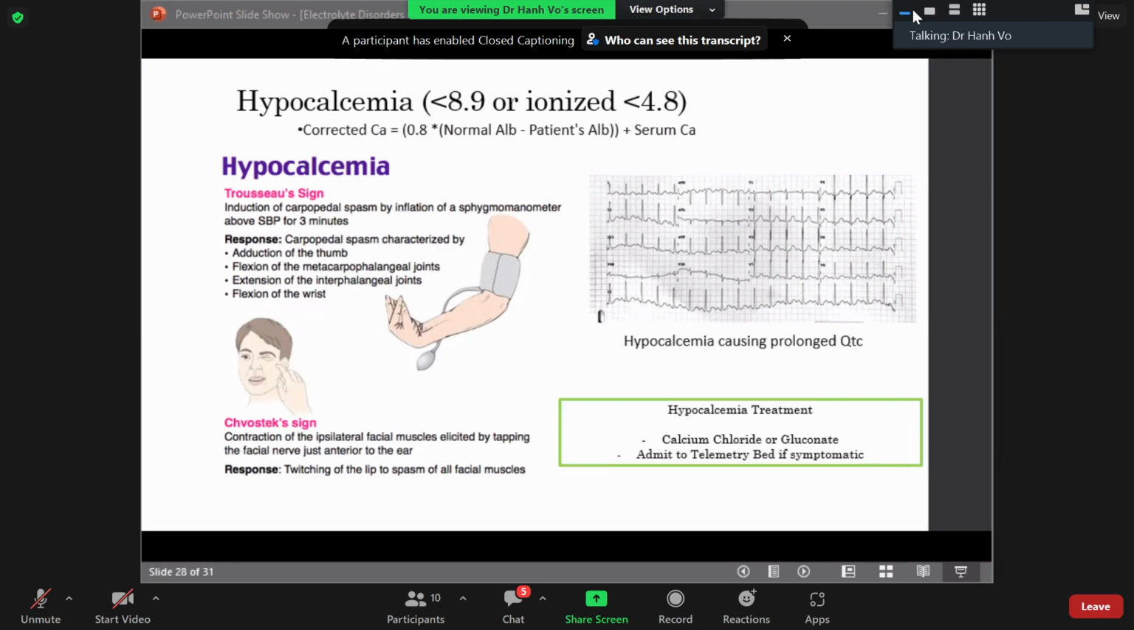IV calcium is recommended in the patient with moderate to severe syndrome like tetany or seizure, and calcium gluconate can be used.